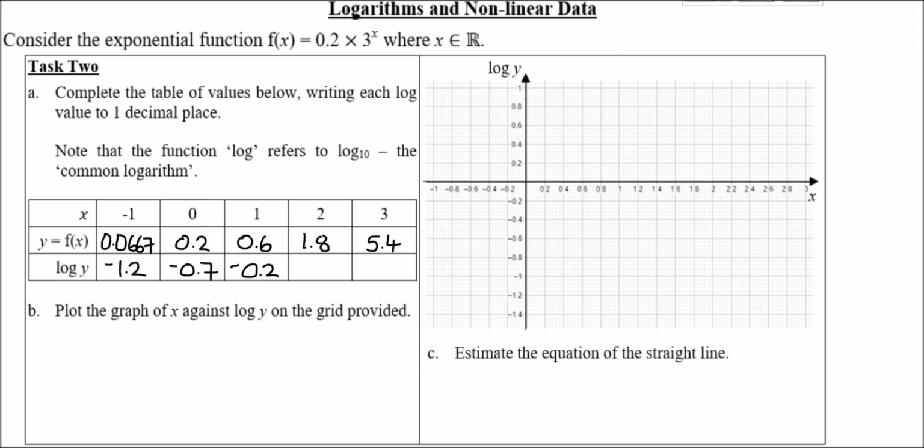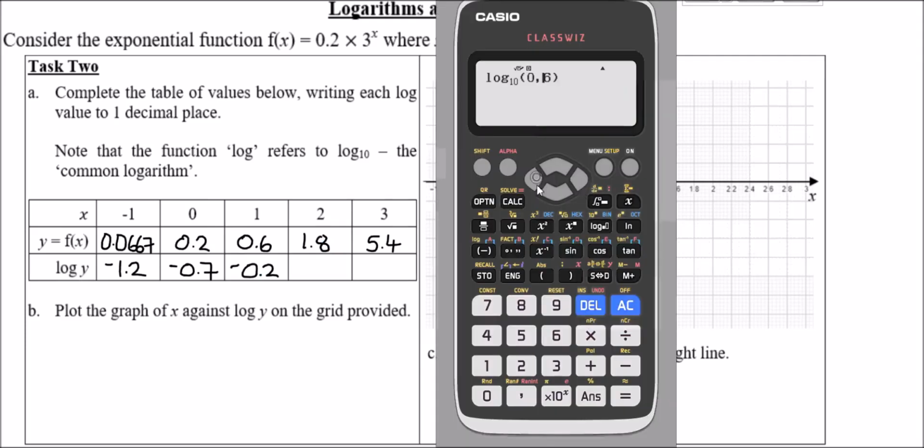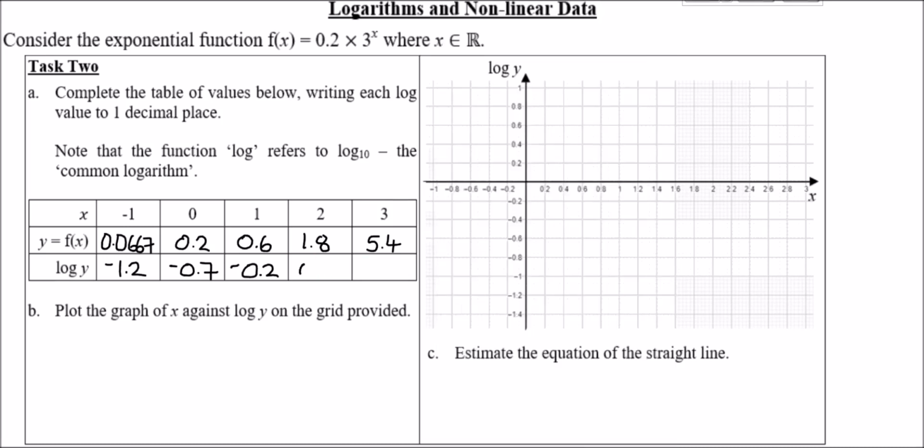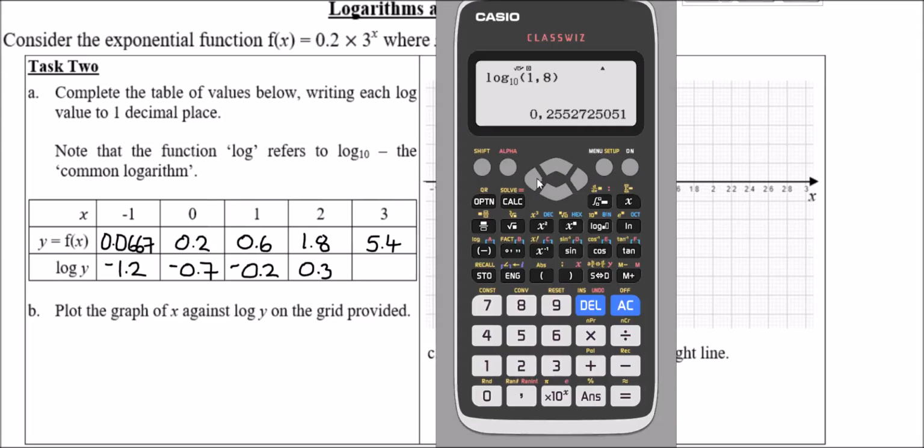Log of 1.8, that's going to give me 0.25, which to one decimal place is 0.3. And then finally log of 5.4, if we work this one out here, we get 0.7 to one decimal place at least.